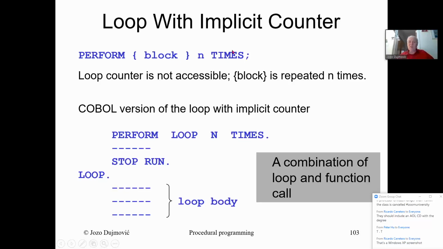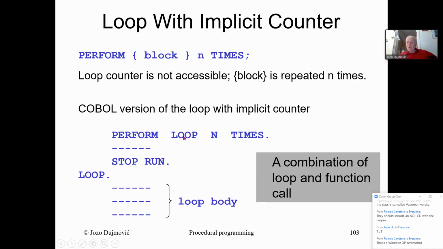So perform block n times. In COBOL, you have this construct, but it is important to have this construct combined with function call. So what they have is a very nice construct. You have a piece of code that has the label loop. Loop means this is the piece of code between this loop label and some other label. Therefore, this is a kind of function.